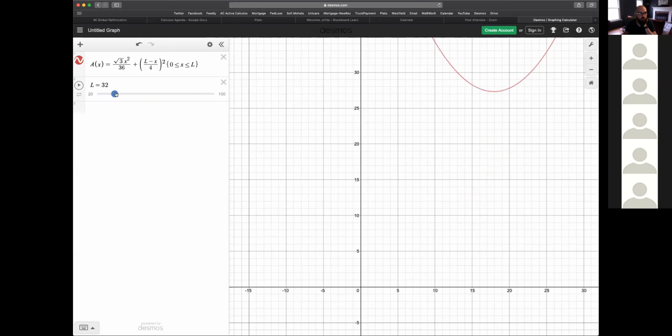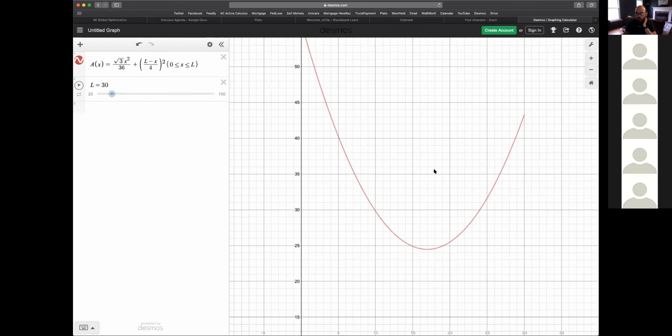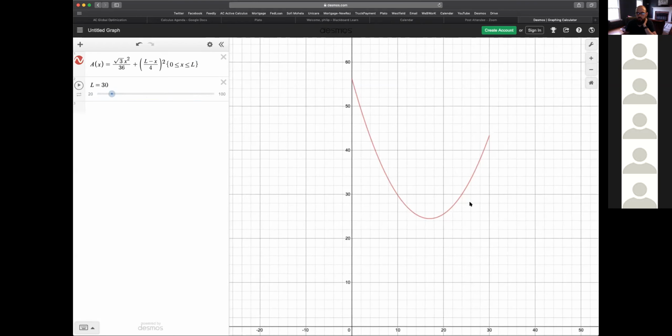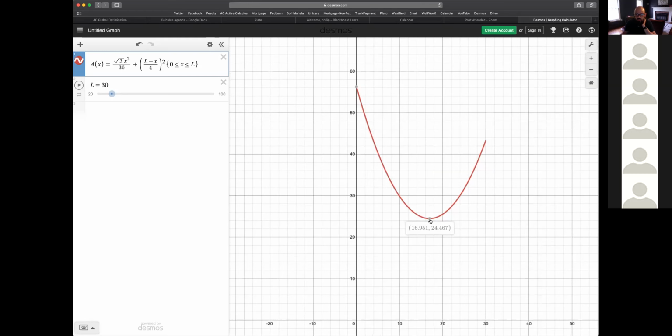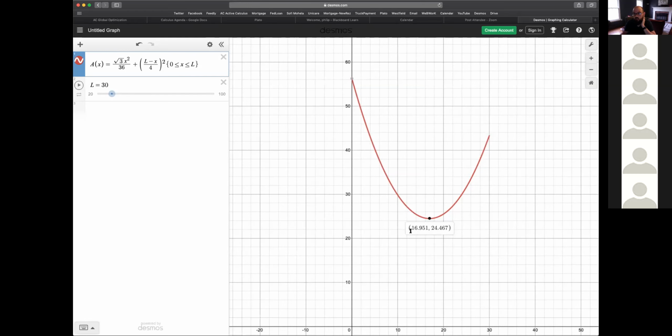But what if the problem said 30? Would we have to redo the whole problem again? It seems like our maximum value is still occurring over here at 0. We've got this new minimum value that we don't really know what it is, or we don't really know how to find this.